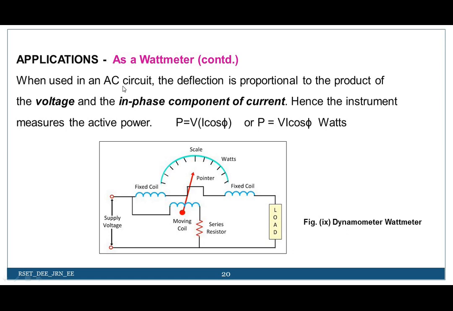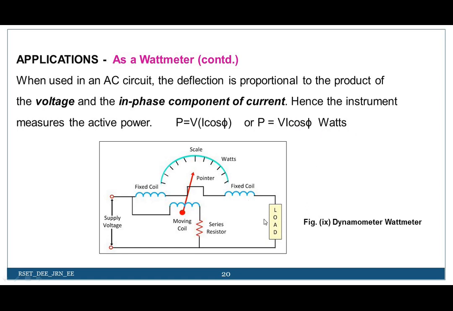Now, when it is used in an AC circuit in order to measure power, the deflection is proportional to the product of voltage and the in-phase component of current. What is the in-phase component of current? I cos phi. So, we can say this instrument measures active power. So, P is equal to V into I cos phi, where I cos phi is the in-phase component of current. Or else I can write P is equal to VI cos phi, and that is nothing but the expression for active power. Unit is watts, and for higher power we have kilowatts as the unit.